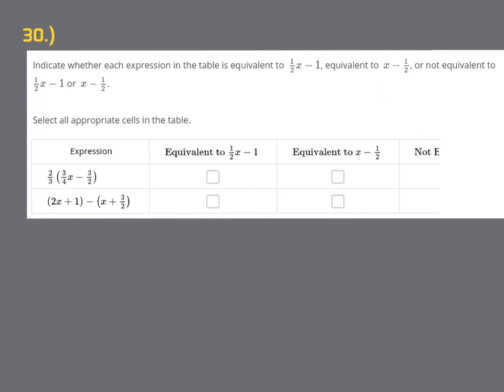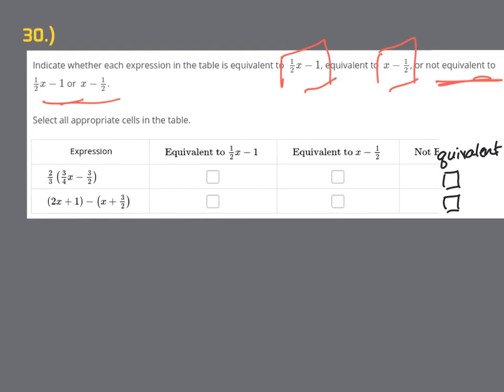Next, indicate, that means tell us, whether each expression in the table is equivalent to 1 half of x minus 1, x minus 1 half, or not equivalent to either of them. And I don't know why this got cut off when I brought it over here, but let me just fix that. Not equivalent. And I know it's not the same handwriting, but you'll get over it. We'll put the little boxes here for us too.